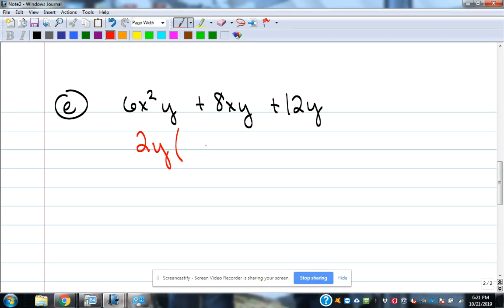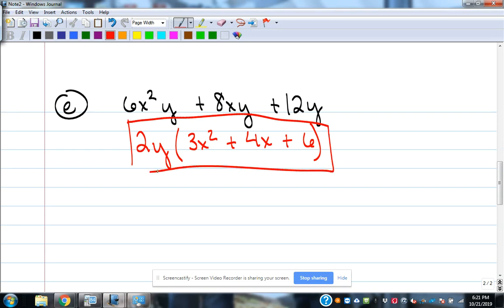What times 2y gets me 6x squared y? 3x squared. What times 2y would get me 8xy? 4x, good. And what about the 12y? Just a plain old 6. Factor that using GCF. Okay.